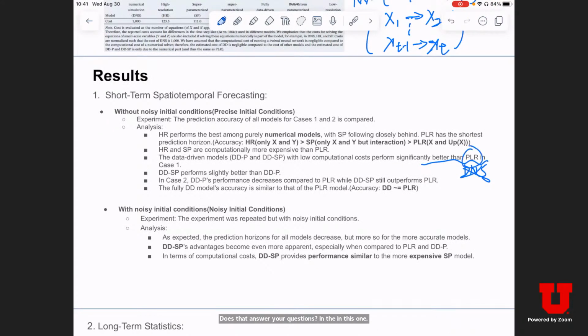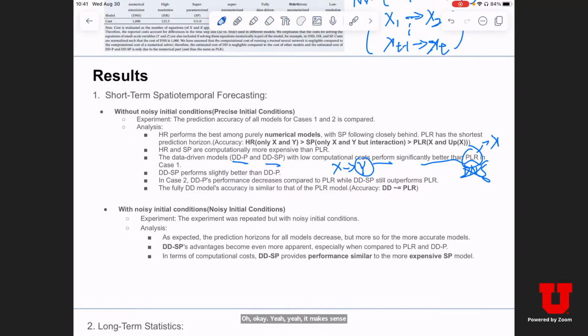So the PLR model, because DDP and DDSP use the machine learning model to learn the mapping from X to Y, they consider the Y variable, but PLR only considers the X. So this is the reason why DDP and DDSP outperform the PLR model. Okay, yeah, it makes sense.